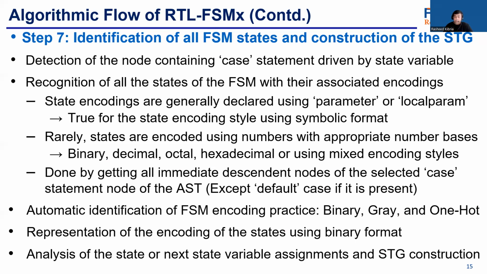This step is done by getting all immediate descendant nodes of the selected case statement, the node of the AST, except the default case if that is present. So after this stage, we automatically identify the FSM encoding practice, and RTL-FSMx reports which encoding practice has been utilized, for example, either binary, gray, or one hot. We also represent the encoding of the states using binary format, and analysis of the state or next state variable assignments is done to construct the STG.